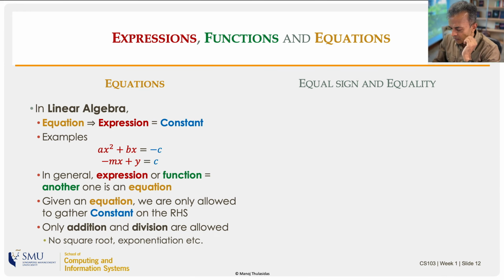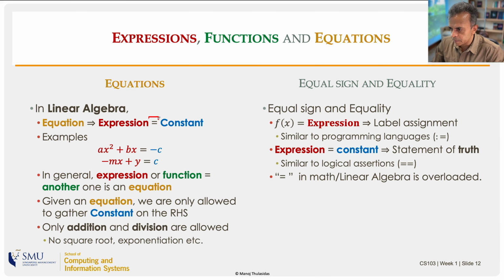Right, moving on. The real thing to understand here is the fact that the equal sign that appears in an equation is a bit different from the equal sign that appears in the definition of a function. In this case, when you say f(x) equal to an expression, you're just assigning a label to that expression, calling it f in one single variable. That is like an assignment. It's like an assignment in a programming language. In some languages, they have a different symbol for assignment.